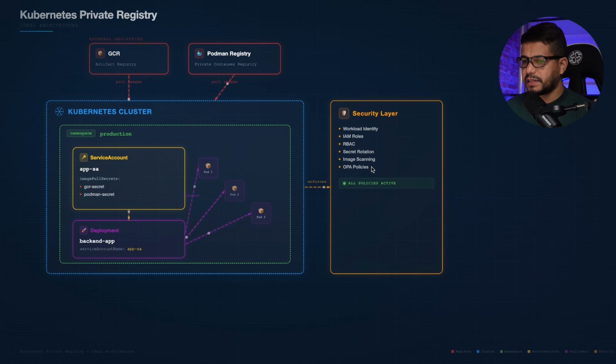Workload identity eliminates static JSON credentials. IAM roles ensure least privileged access. RBAC controls which workloads can use which service accounts. And OPA policy enforces cluster-wide compliance. This layer ensures that even if the registry works, it works securely.